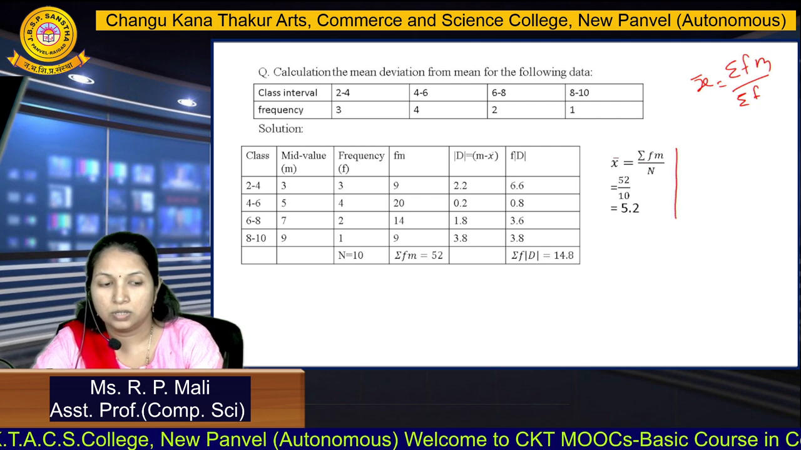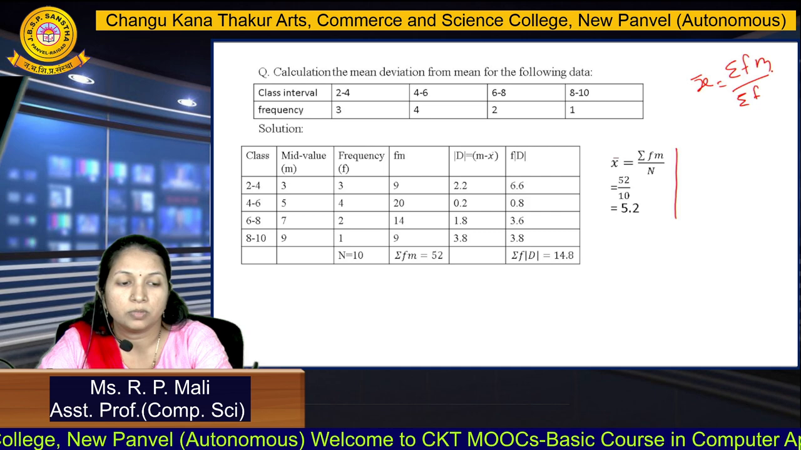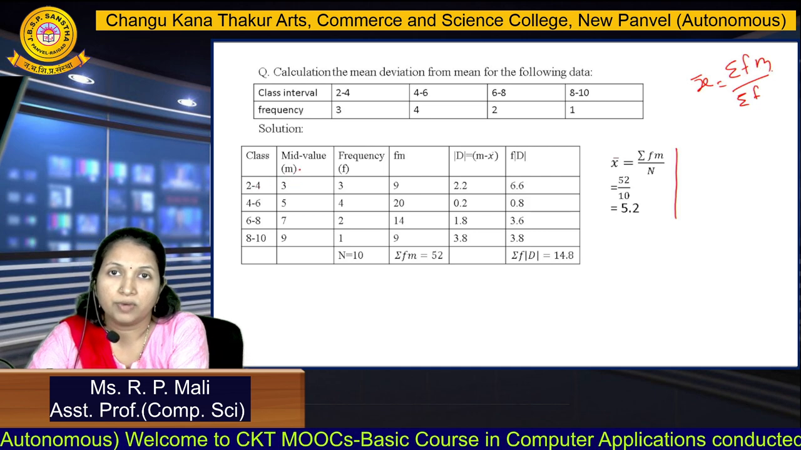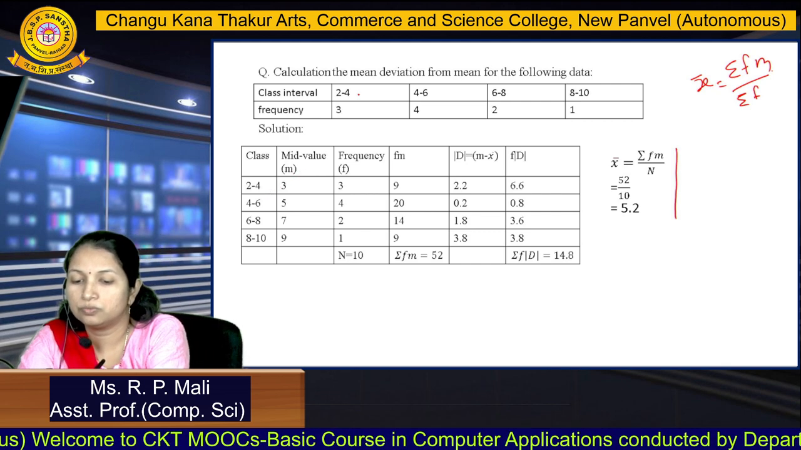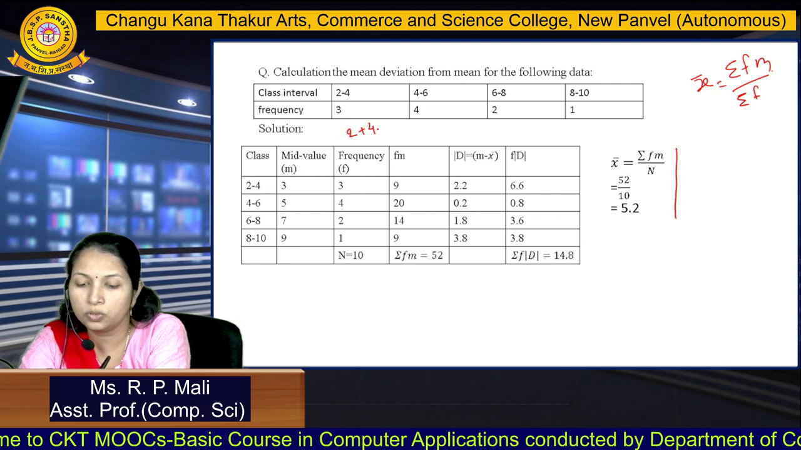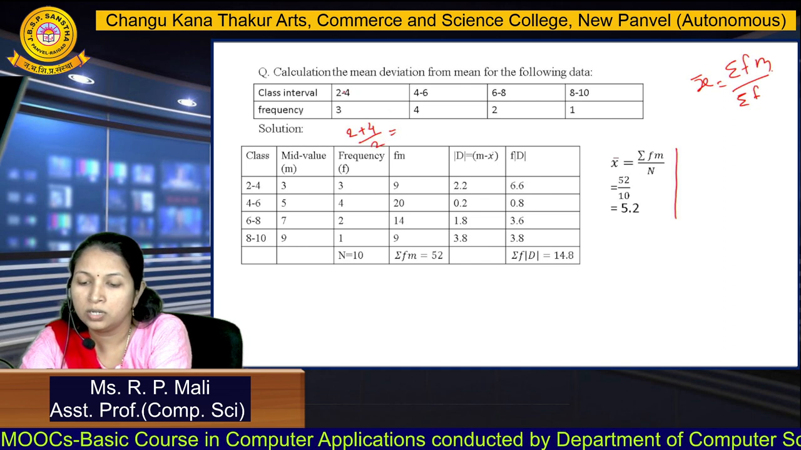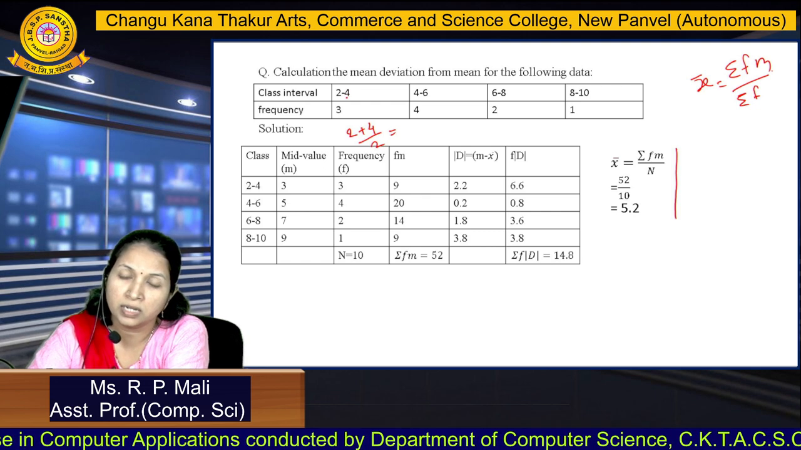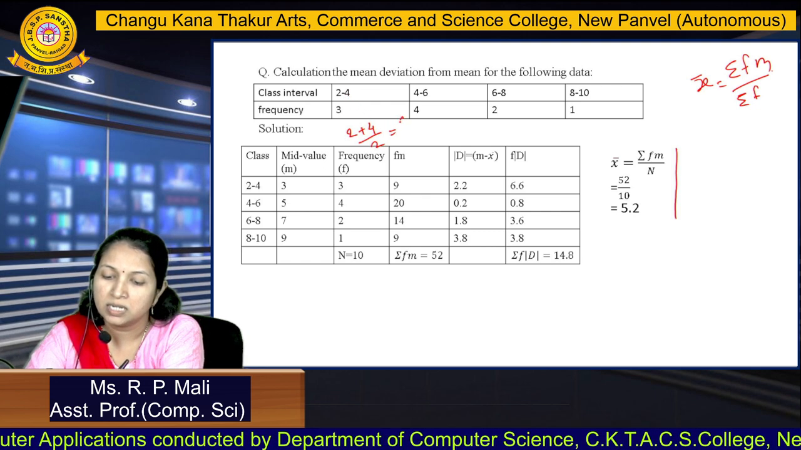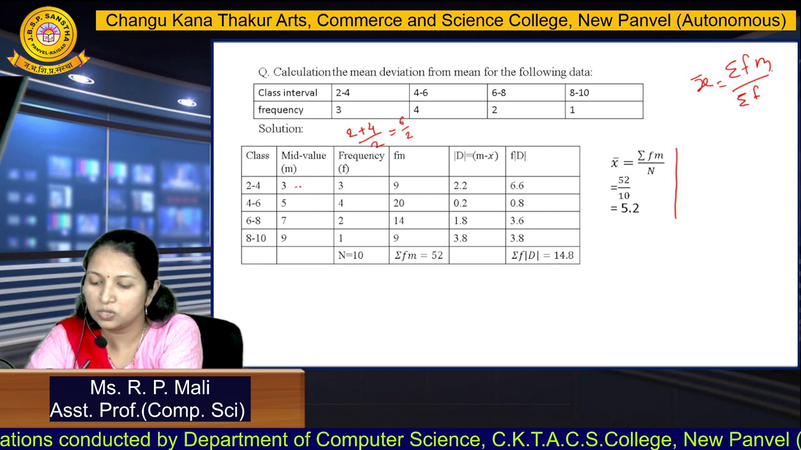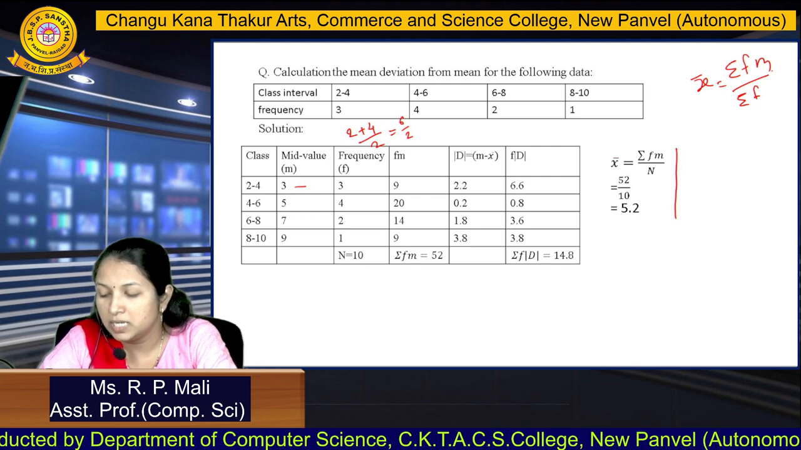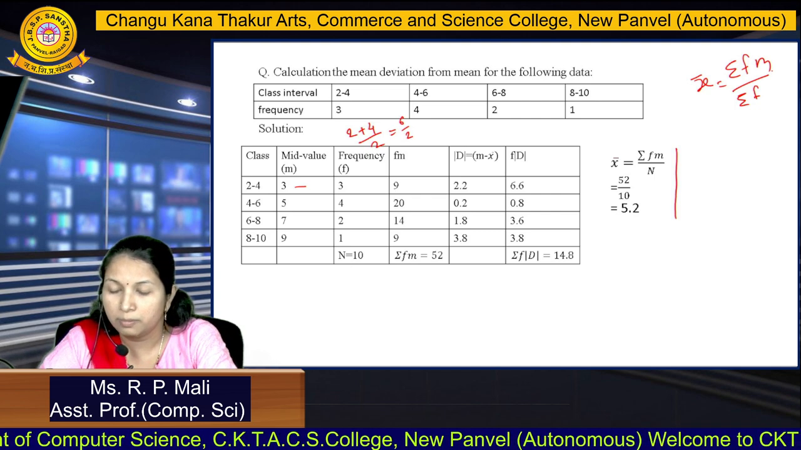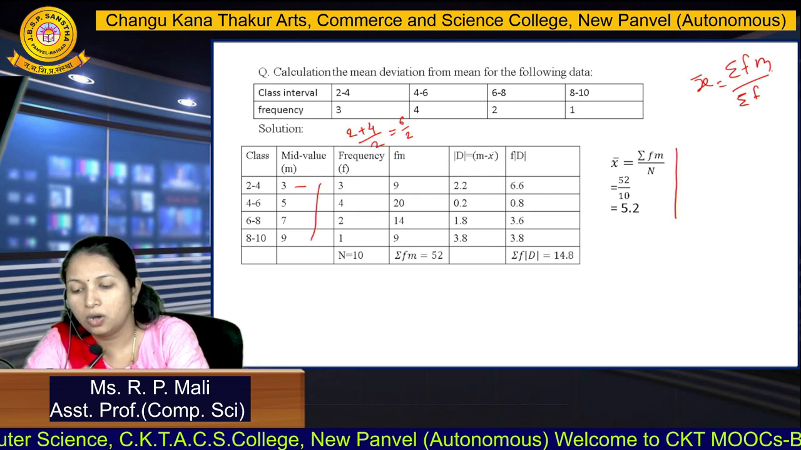Okay. So, first we need to find what? F into m. So, what do you mean by m? M is what? Mid value. So, we are first going to find mid value. How to find mid value? 2 plus 4 divided by 2. 2 is what? The lower class limit of the first class plus upper limit of the first class. So, 2 plus 4, 6. 6 by 2 is what? 3. So, mid value is what? 3. After that, 4 plus 6 divided by 2, you will have what? 10 by 2. 10 by 2 means what? 5. Likewise, you are going to find all the mid values.